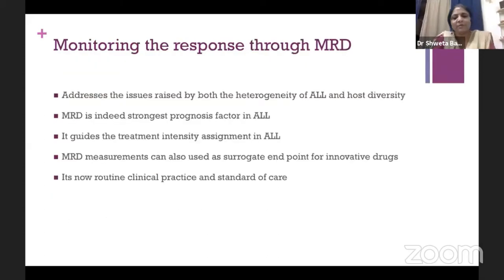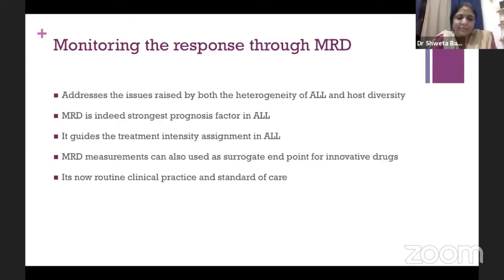So monitoring the response to MRD actually addresses the issues raised by both the heterogeneity of ALL and host diversity, which means that we know that various subtypes of ALL are present, and there is a host diversity, as pharmacodynamics and pharmacogenetics are different for different patients. It addresses both issues because it is a response to the treatment ultimately, and that is assessed by the minimal residual disease. Hence, it is indeed the strongest prognostic factor in ALL.